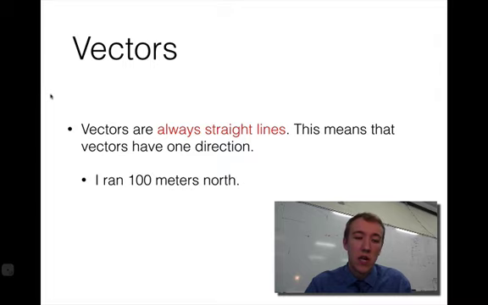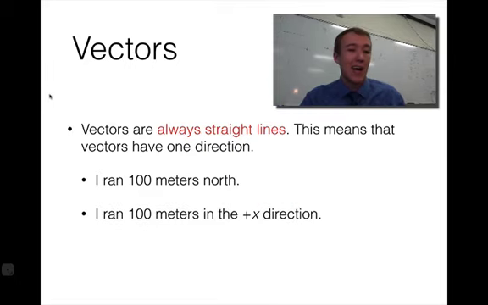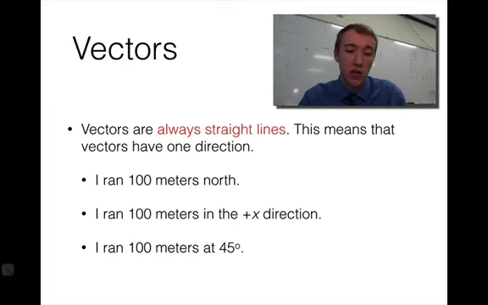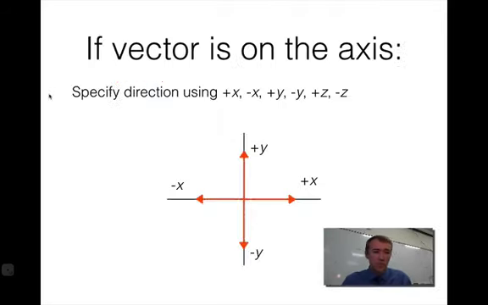One direction. You could say I ran 100 meters north. Magnitude of 100 meters, direction's north. I ran 100 meters in the positive x direction. Magnitude 100 meters, positive x direction is your direction. Or I ran 100 meters at 45 degrees. 100 meters is magnitude, 45 degrees is your direction.